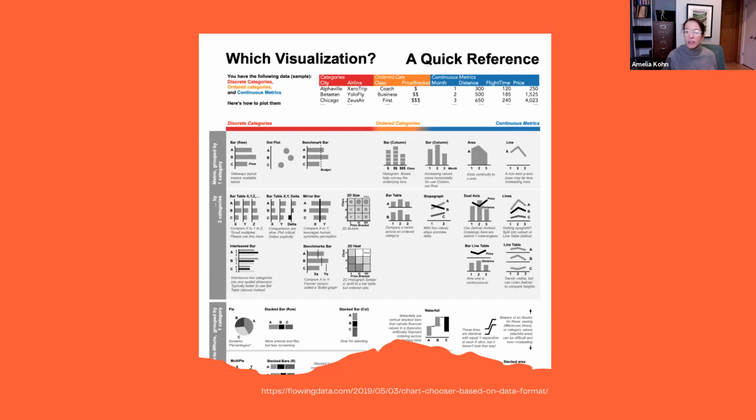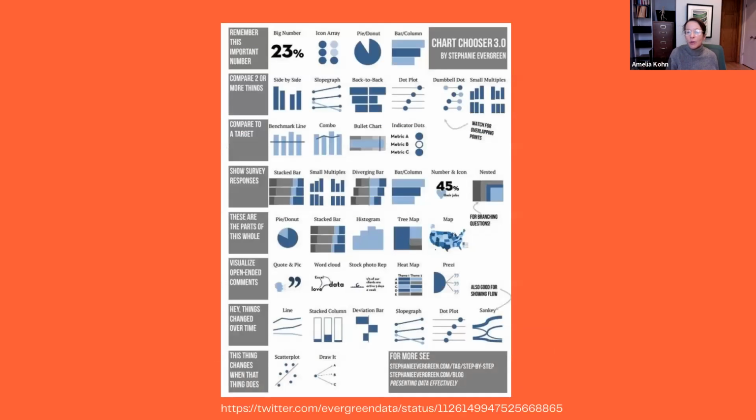Because you can look at the difference, that the difference between $30 and $40 is $10. And so that is what we call continuous data. So this chart asks you what kind of data you have, and then suggests charts based on that. And finally, this one is from Stephanie Evergreen, who's a DataViz guru, who is also worth knowing, and is focused on common purposes you might have for a visualization, such as showing survey responses or showing change over time.